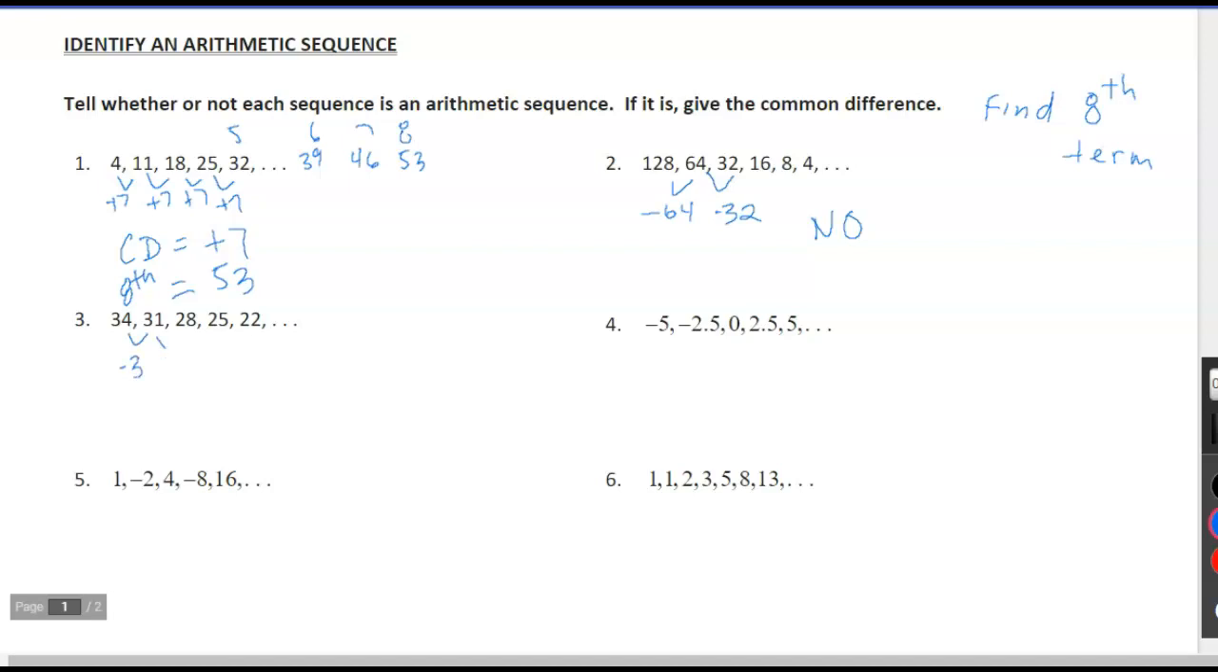Here, you're going to see we go down 3 every time. Down 3. Down 3. So that is our common difference. Our common difference is that we are subtracting 3. So I could, again, extend this out and do 6, 7, and 8, and keep subtracting 3 from these terms, and we end up at 19, 16, 13. So the 8th term is 13.